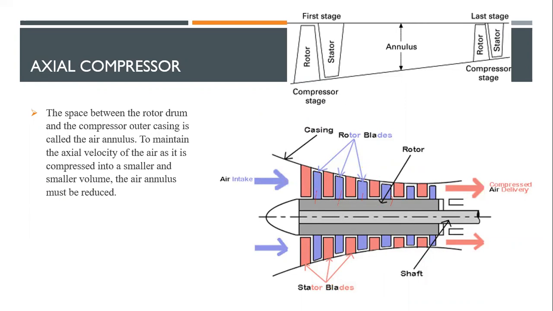Now, if you see the first diagram here, the rotor and stator, we understand what that is. We have some portion left that is known as the annulus. The space between the rotor drum and the compressor outer casing is called the air annulus. To maintain the axial velocity of the air as it is compressed into a smaller and smaller volume, the air annulus must be reduced. Basically, it's a portion that we have left.